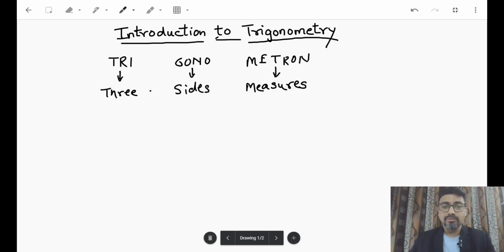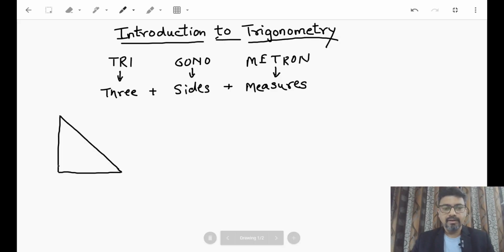So what does three sides measures mean is we need to have a figure which has three sides, and trigonometry is the study of the comparison of three sides of a three-sided closed figure. What is a three-sided closed figure? Yes, we are talking about a triangle. The trigonometry in our school life deals with right-angled triangles.